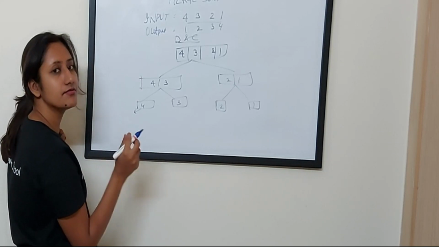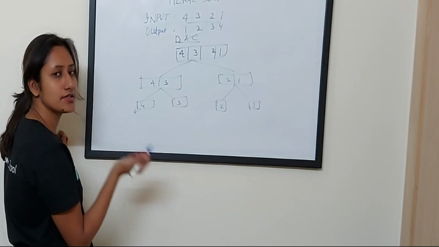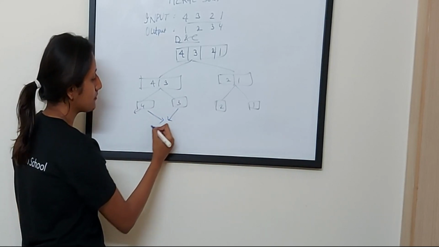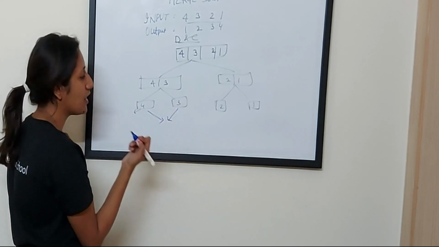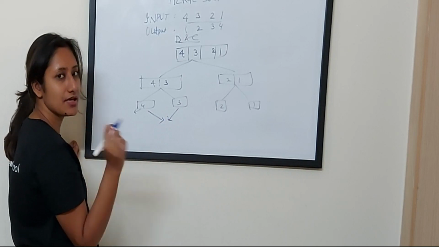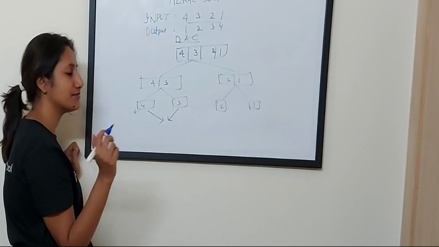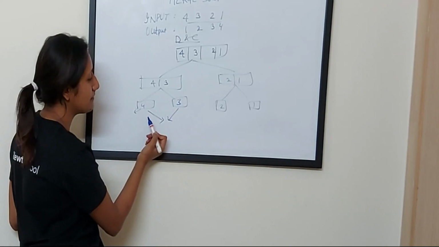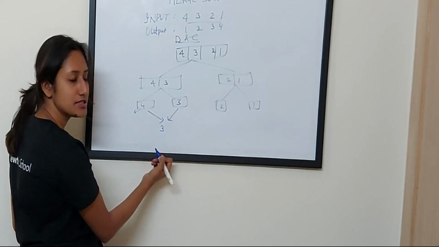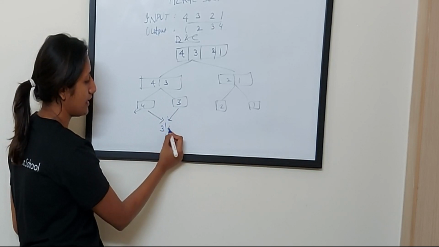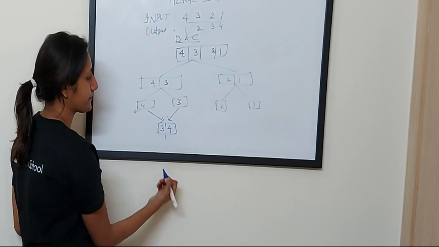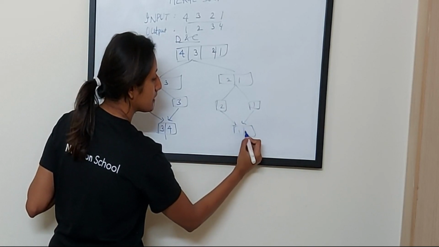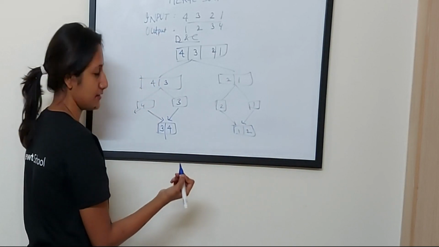Now what is the next step? We have to conquer them, that is, we have to merge them. So we have to merge these two subarrays. Now how do we merge? Remember we are doing a sorting algorithm. So how we merge is we compare the values of these two elements, and whichever is lowest will come first and the largest will come second. And similarly for these two, 1 will come first, 2 will come second.